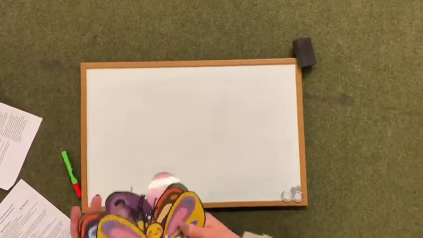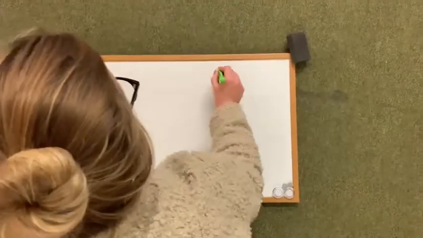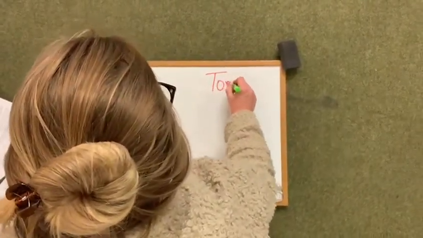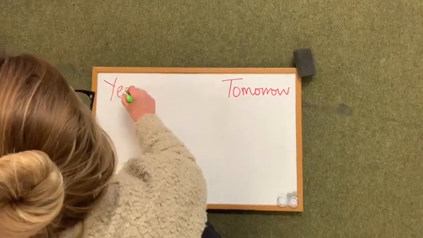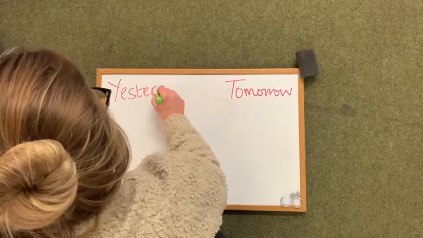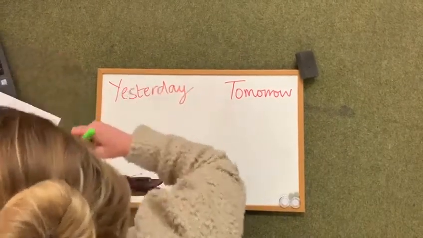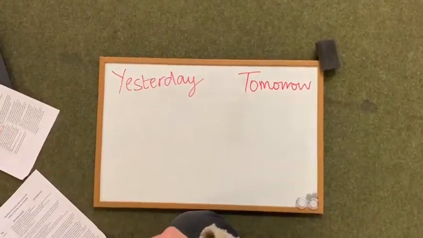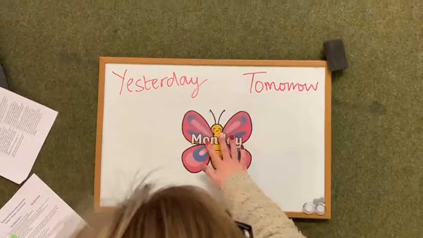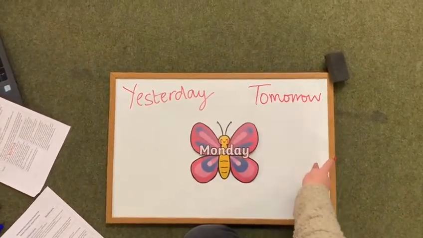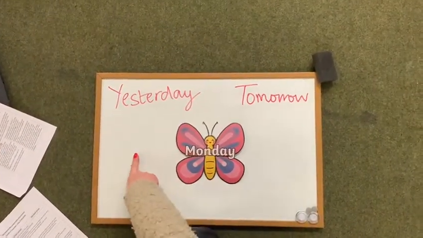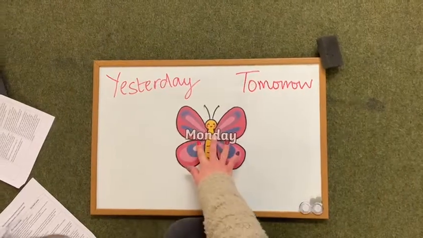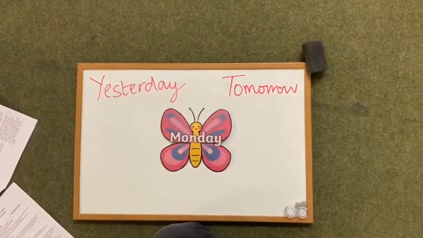Now, we're going to play a little game. I want you to tell your grown-up what comes tomorrow after the day I'll put down and what was before yesterday. So, let's have a look. The first day we're going to do is Monday. So what would come after Monday? What comes tomorrow? And what would come before Monday? What day was yesterday? Have a little think.